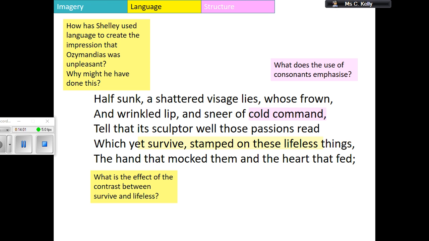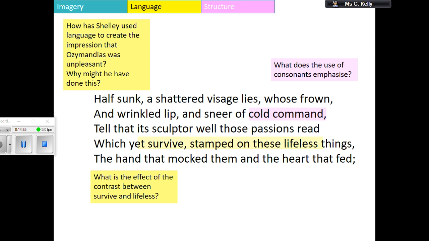So moving on to our next bit here, I've got 3 questions for you. I'll talk through the questions, and then you pause, answer the questions, and then move on and look at what my answers were too. So the first question says, how has Shelley used language to create the impression that Ozymandias was unpleasant? Why might he have done this? So you can look at any of the images that we've got here, and I want us to think about why Shelley was trying to make Ozymandias seem unpleasant, and how he has done that.